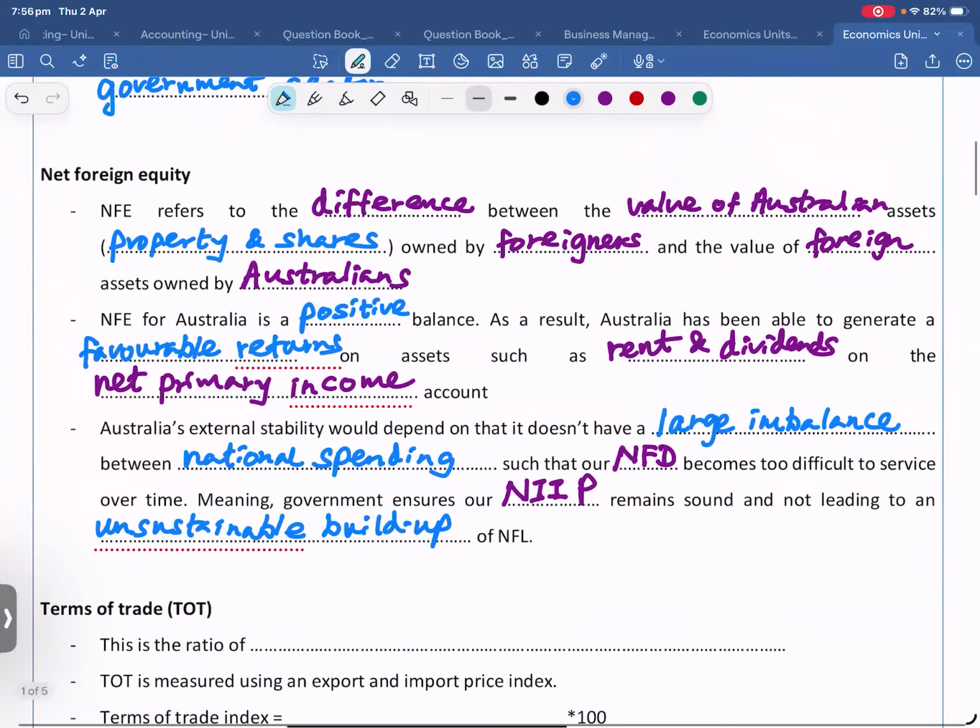Okay, guys. Please read up to terms of trade. I'll explain it.